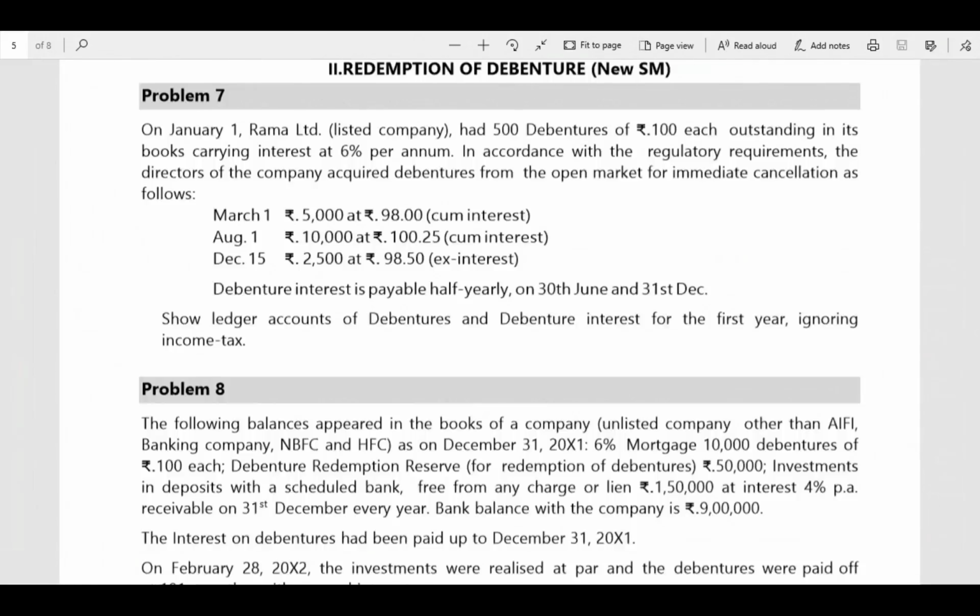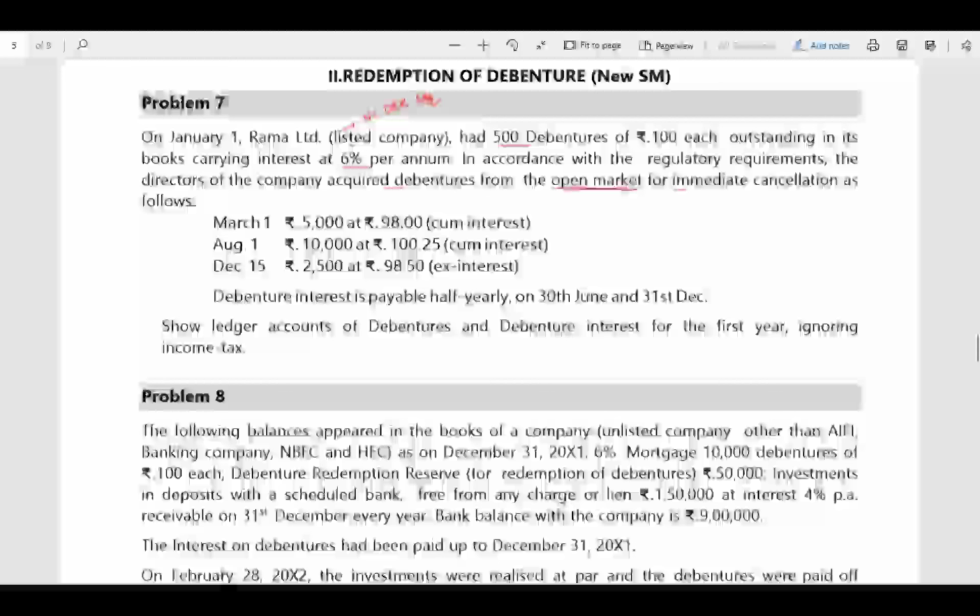To start with, on January 1st, Rama Limited is a listed company. Therefore, since it is listed, you have to ensure that no DRR is required. DRR is not required to be created, so keep that in mind. Rama Limited had 500 debentures of rupees 100 each, therefore 500 into 100, a 50,000 face value outstanding in its books, carrying interest at 6% per annum. In accordance with the regulatory requirement, the directors of the company acquired debentures from the open market for immediate cancellation. Underline immediate cancellation.